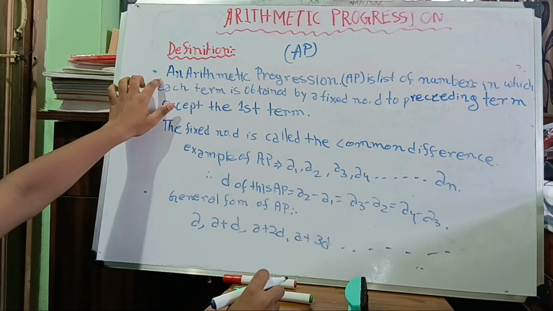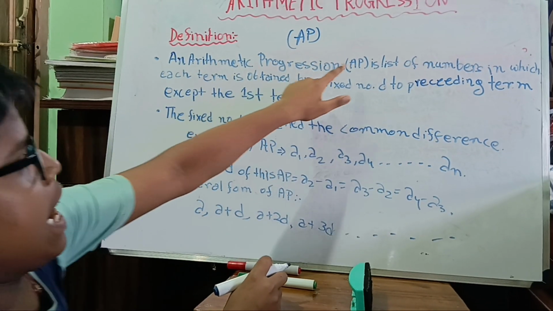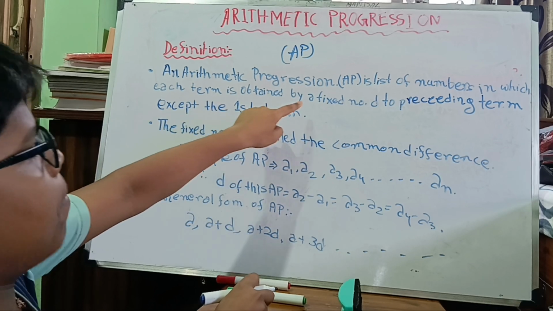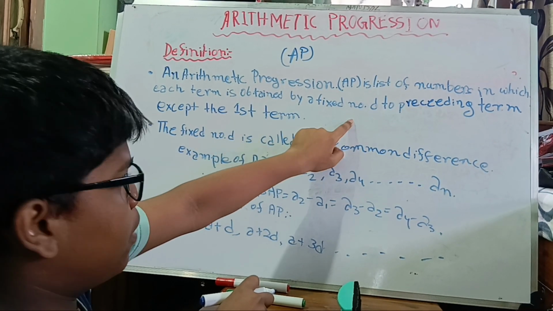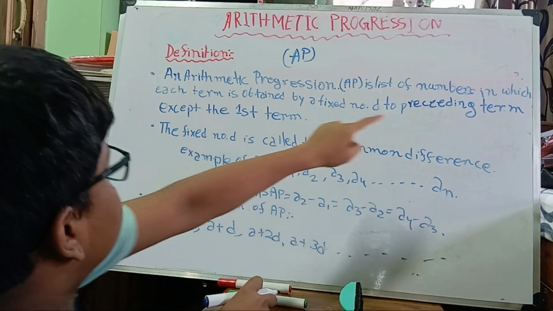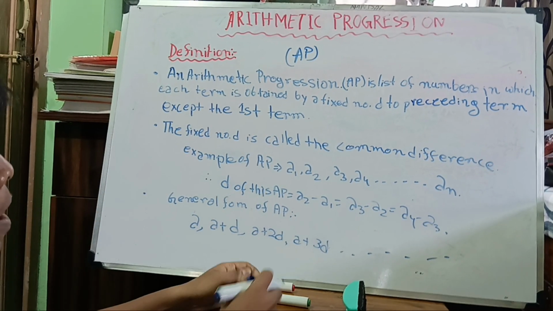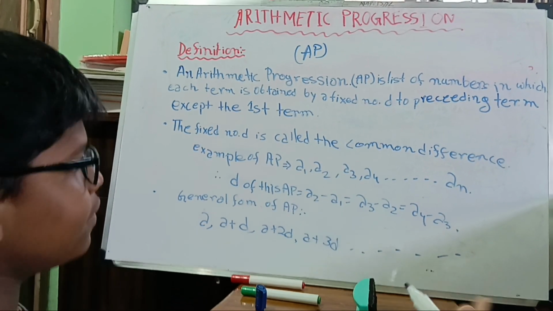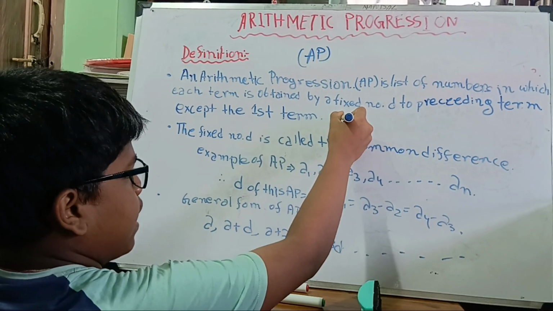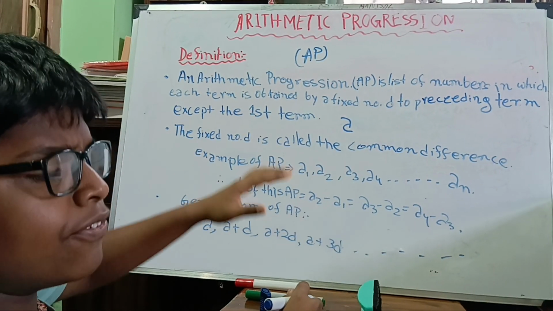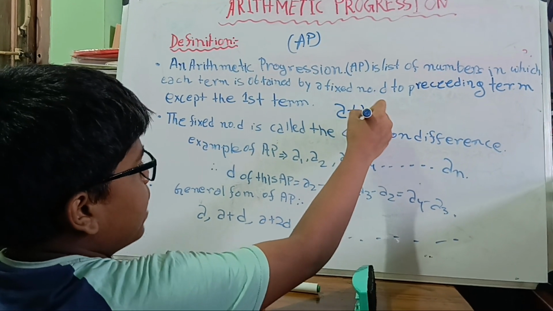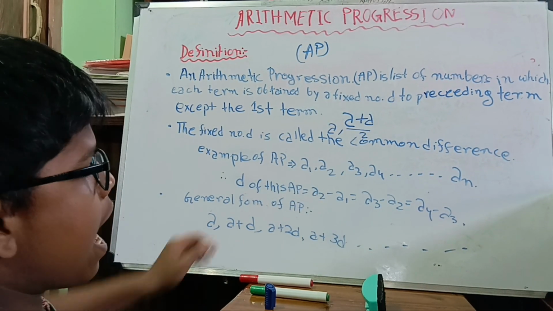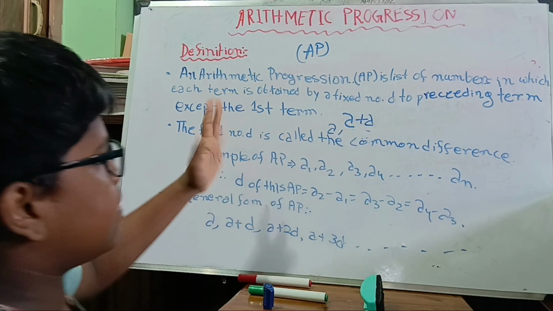The definition says an arithmetic progression, AP, is a list of numbers in which each term is obtained by adding a fixed number d to the preceding term, except the first term. It means that if the first term is a, then we have to add d to get the second term. So this is known as AP.